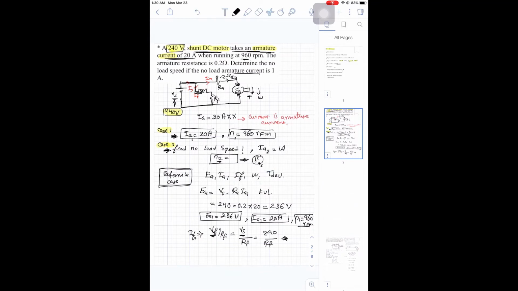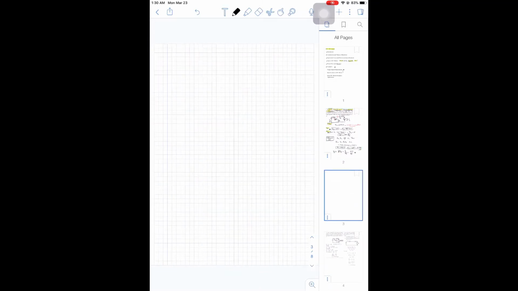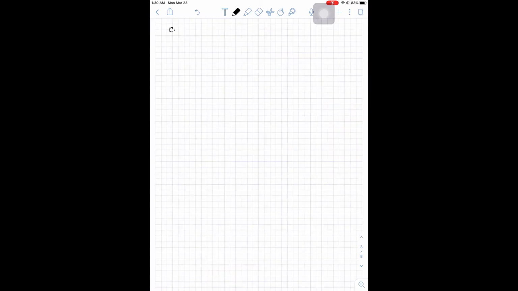Let's add a page first, and let's go to case 2. For case 2, what we know is that the armature current goes down to 1 ampere. So we can calculate E armature 2 as V source minus RA I armature 2. As you can see here, I used V source without any subscript 1 or 2, because the voltage of the source will be assumed constant unless it's stated otherwise. So here it equals 240 minus 0.2 multiplied by 1, which equals 239.8 volt.